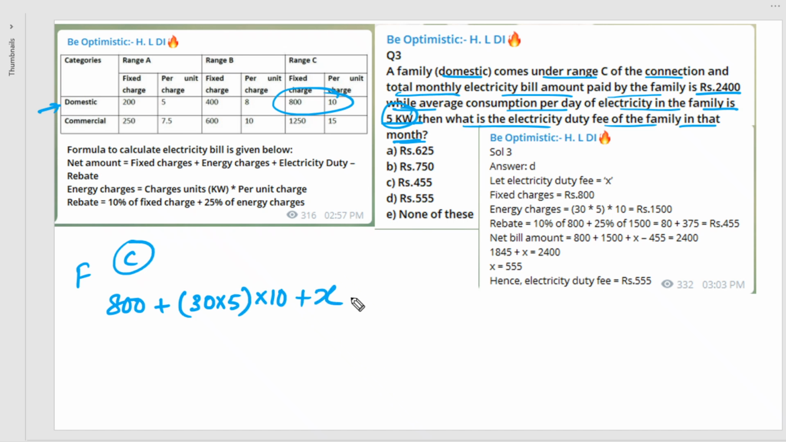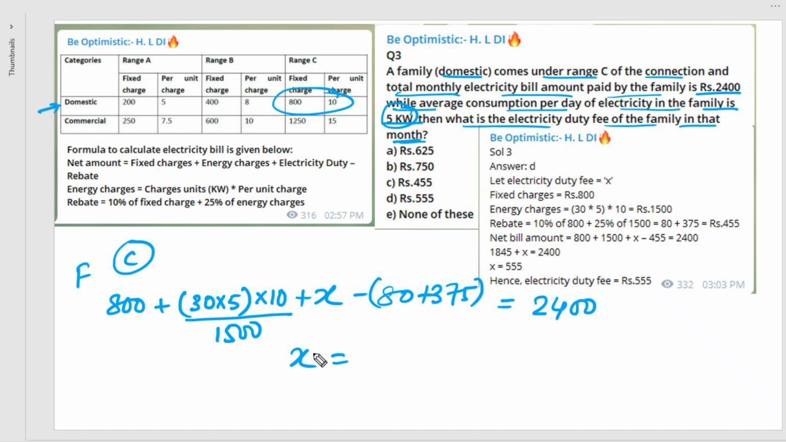So let's say it is X. Now you have to, sorry, this is rebate. Now rebate is 10% of 880, plus you have to calculate this, 30 into 50, that is 1500. 25% of 1500 is 25, right? And this is equal to 2400, which you have been given. Now you have to calculate the X.